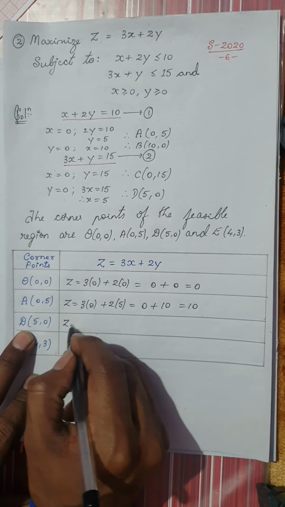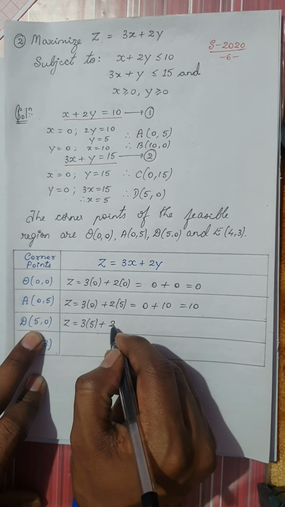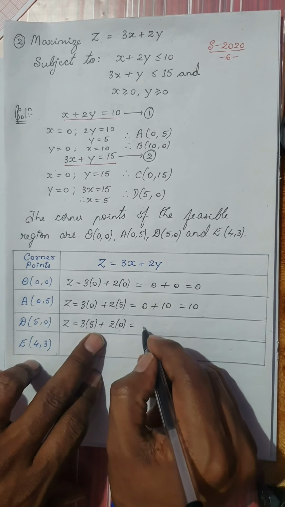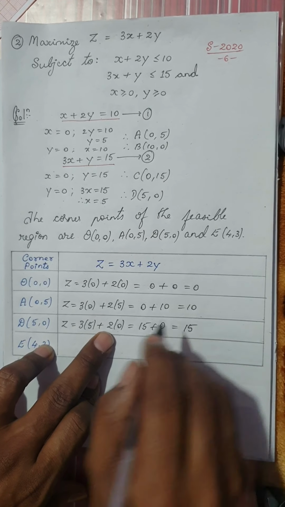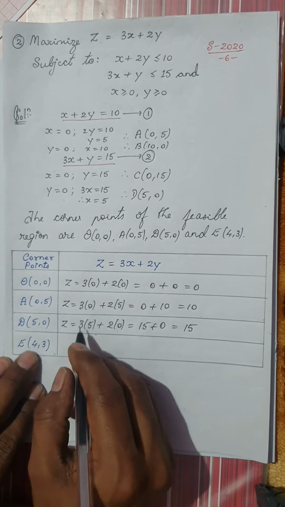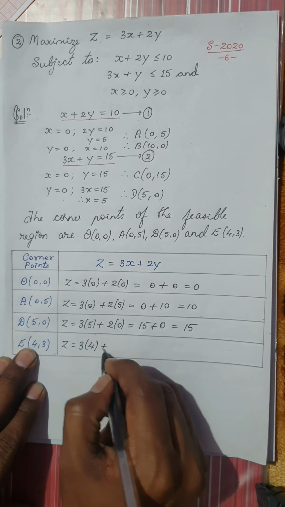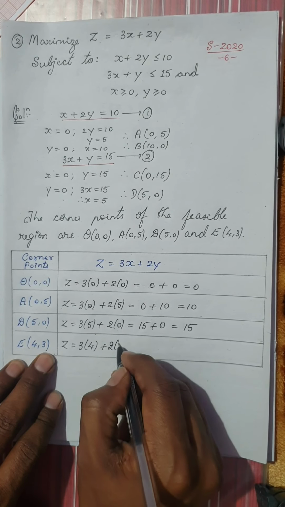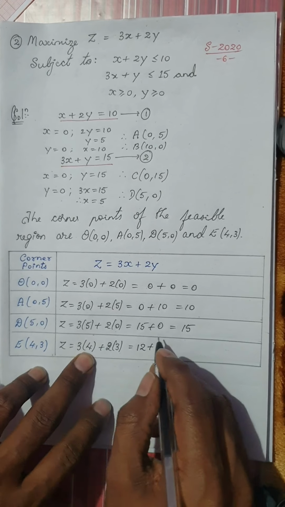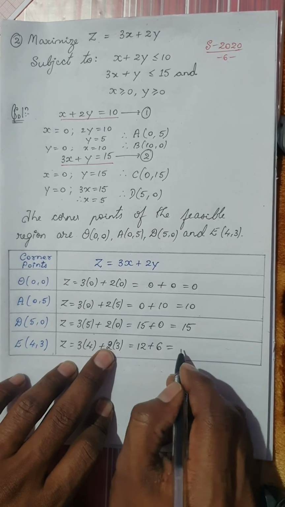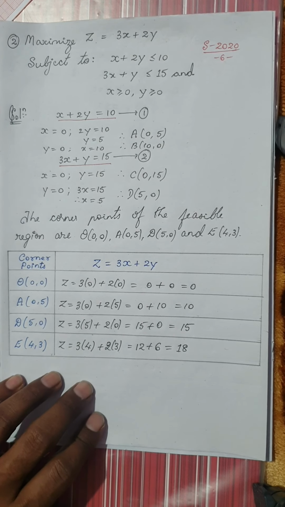Similarly, Z is equal to 3 into 5 plus 2 into 0. So 3 fives are 15 plus 2 zeros are 0, that is nothing but 15. Now finally going for E, it is 3 into 4 plus 2 into 3. This is 3 fours are 12 plus 3 twos are 6, that is nothing but 18. Okay, so my table is also ready now.